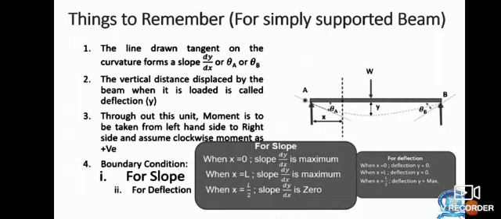So that has already been explained. For the slope, when x equal to 0, the slope dy by dx is maximum. When x equal to L, the slope dy by dx is maximum. When x equal to L by 2, the slope dy by dx is 0.